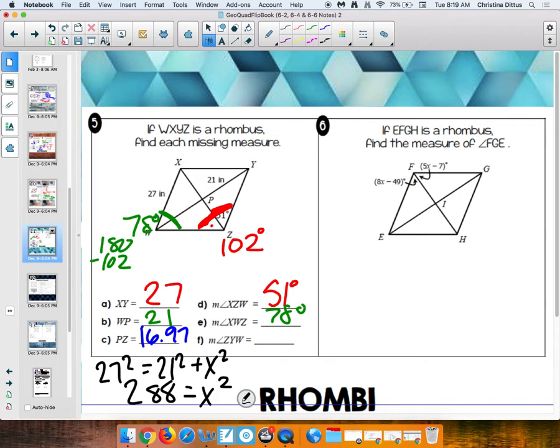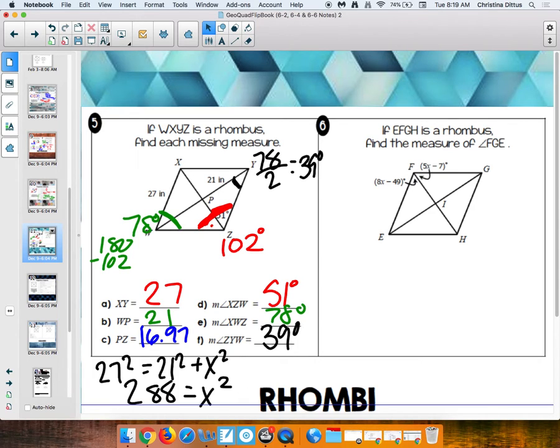And ZYW, where is that? This right here. What's the whole angle Y? 78. So how can I find the little black chunk? Divided by 2. So take 78 divided by 2 and we get 39. Questions on 5?